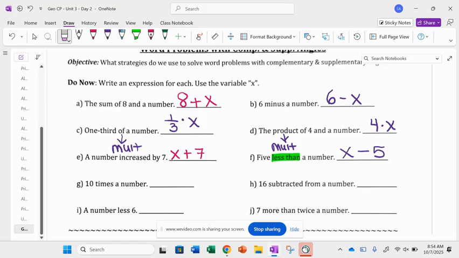So I like translating exactly. So I would do the x plus 5. But if you were to write 5 plus x in that scenario, you wouldn't get the wrong answer because addition's commutative. So it wouldn't make a difference. All right, 10 times a number. Easy enough, right?